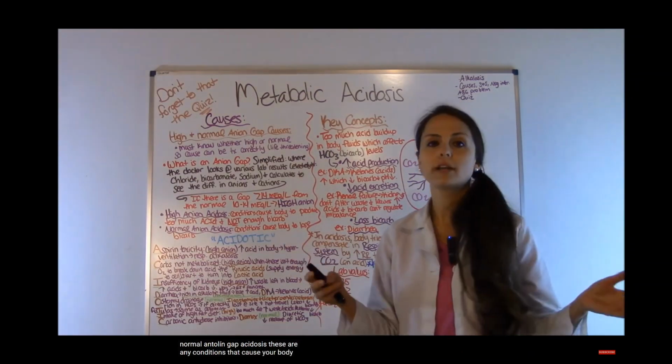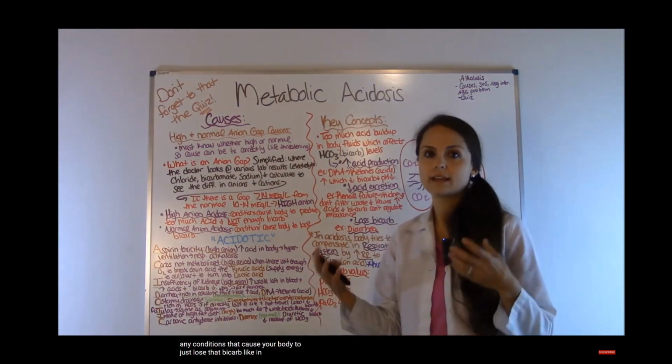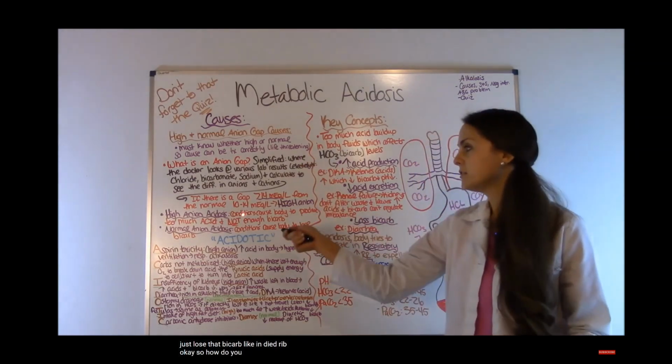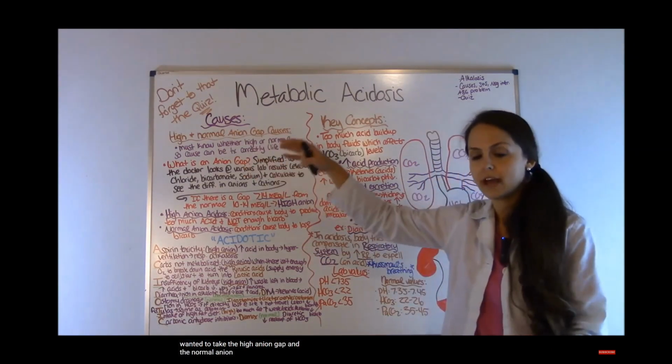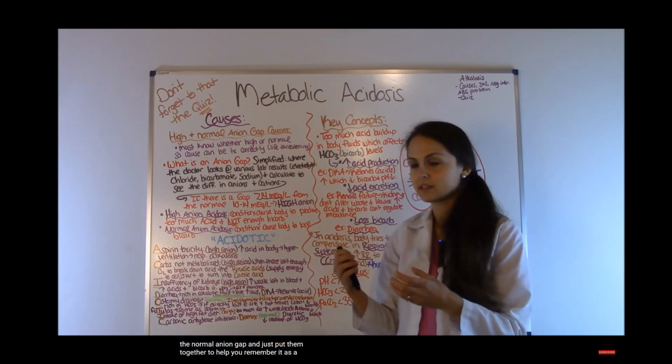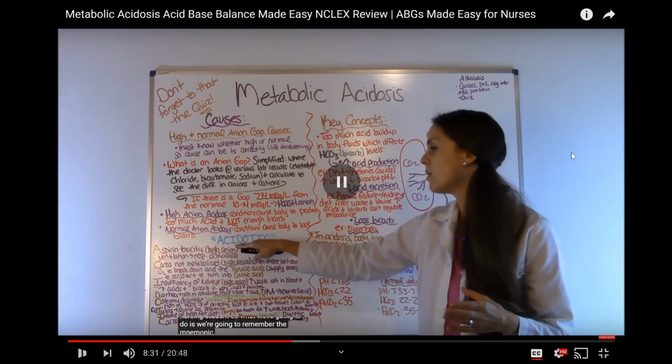These are any conditions that cause your body to just lose that bicarb, like in diarrhea. Okay, so how do you remember all that? I wanted to take the high anion gap and the normal anion gap and just put them together to help you remember it as a nursing student. So we're going to remember the mnemonic. A high anion gap, you're making more acid than bicarb, but a normal anion gap, you're losing bicarb.